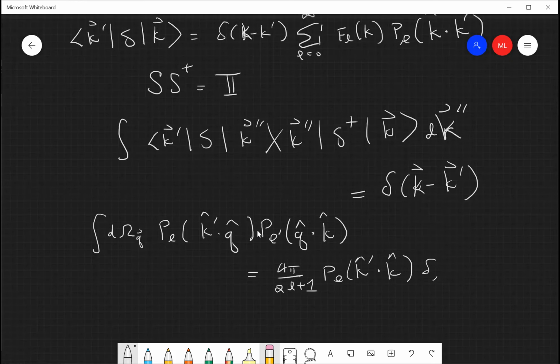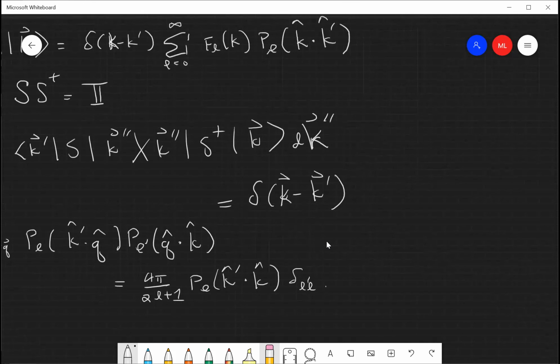And as it turns out, you have this nice orthogonality principle for the Legendre polynomials. You can use this formula to kill one of the sums. So in the end, what you're left with, and then the other thing you need is, of course, the expansion of this delta function in partial waves.